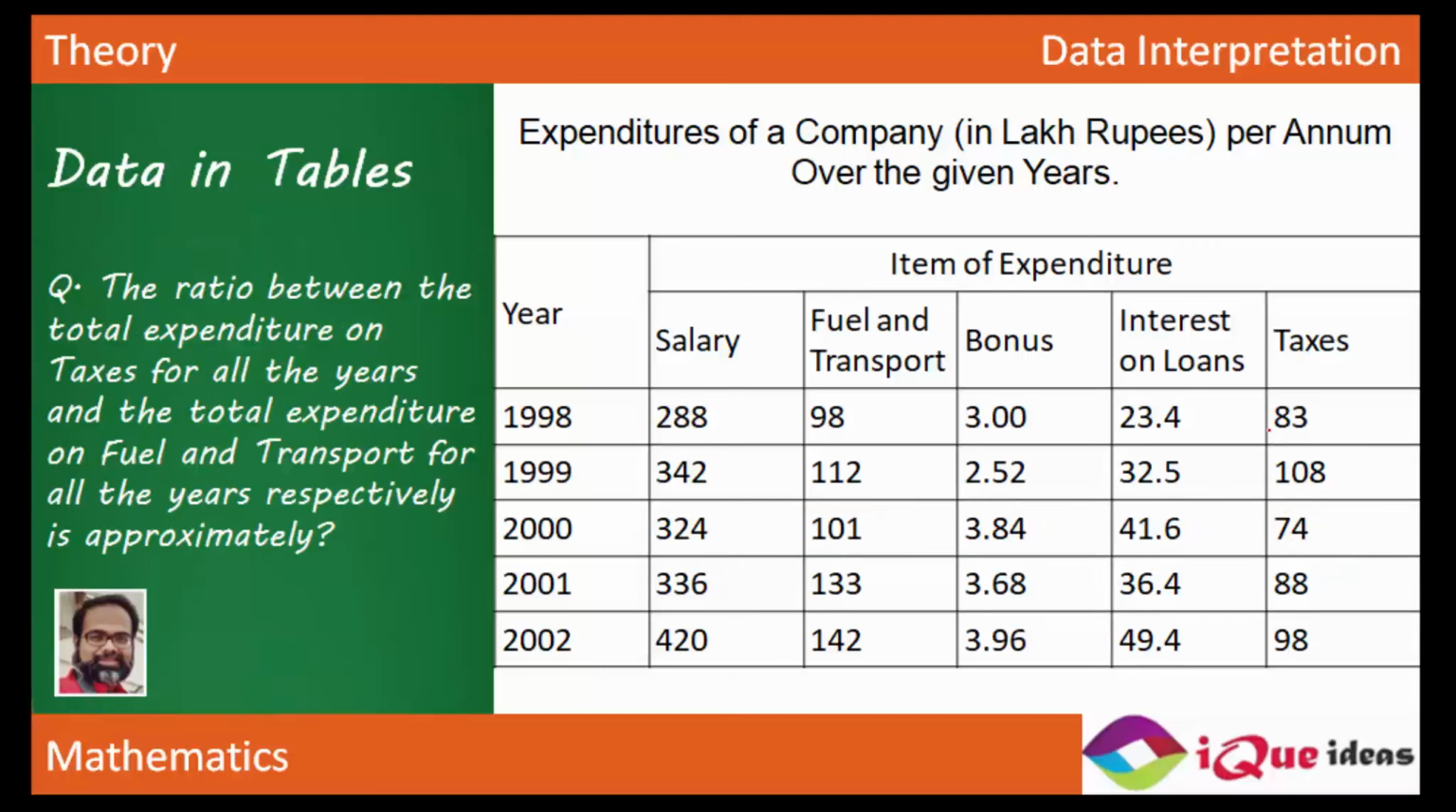The ratio between the total expenditure on taxes for all the years and the total expenditure on fuel and transport for all the years. So let's assume that the sum of all the taxes is X, the sum of all the fuel and transport expenditures is Y. So I need to find out the ratio between the sum of taxes and the sum of fuel and transport expenditure. So once you get that, that value will be your answer. It could be either in the form of a ratio or it could be in the form of a decimal fraction.